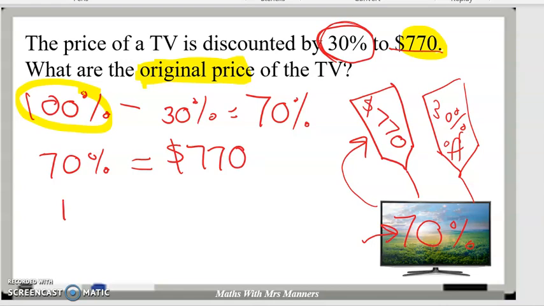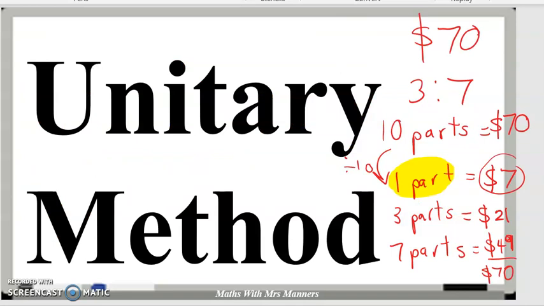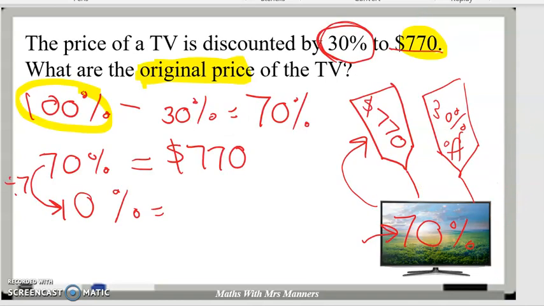We're going to reduce to a smaller unit, not 1%, but in this example, it probably makes sense to do 70%, to go from 70% down to 10%. And we can do that by dividing by 7. So if you look at the previous example on this screen, to get down to 1 unit or 1 part, I divided by 10. So now we are over here in this question, and we are dividing by 7 to get to a smaller quantity of 10%. And if I divide 770 by 7, I will get 110. So 10% of this TV's original price is $110.